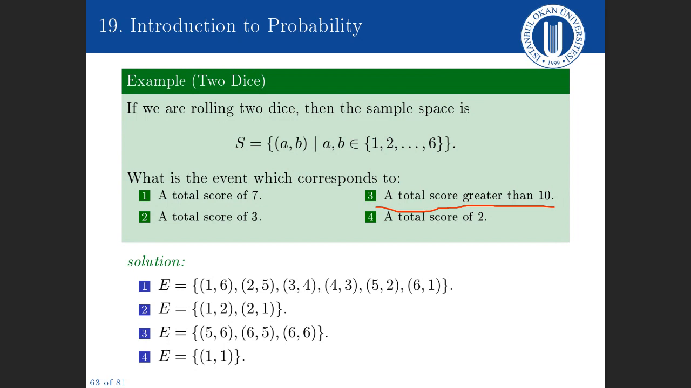Scores greater than 10, that means either 11 or 12. To get 11, 5 and 6, or 6 and 5. To get 12, 6 and 6.